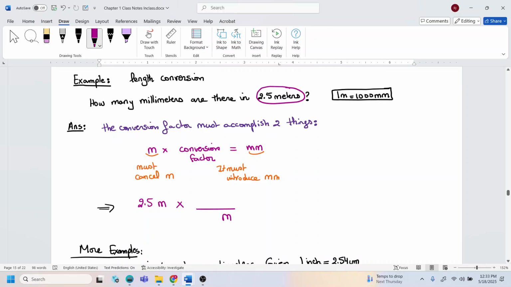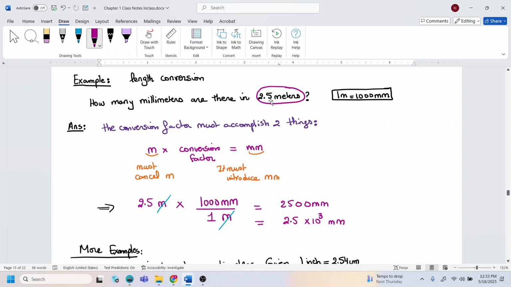So I know that 1 meter is 1,000 millimeters, right? So the 1 meter is going to be down, the 1,000 millimeters is going to be up, and this is going to be your conversion factor. So the conversion factor cancels the meters. You cancel the meter, cancel the meter. To cancel the meter, you need to divide by the meter. And it should introduce the new unit, which is the millimeter. So your answer in this case is going to be 2500 millimeters. We need to change this into scientific notation, so it's going to be 2.5 times 10 to the 3 millimeters.